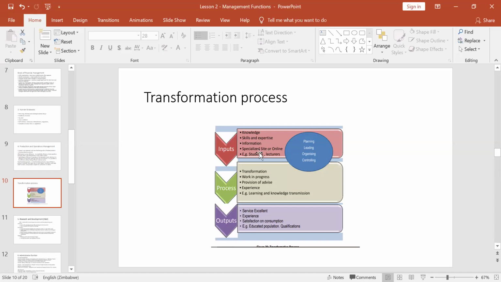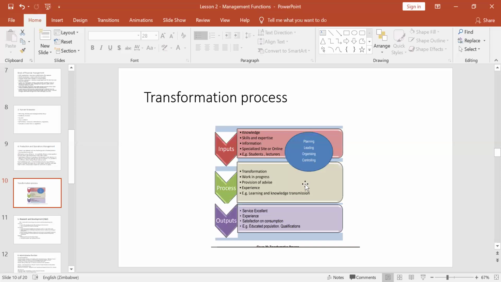It could be knowledge, skills and expertise, like the example I was giving of someone who is able to cook. It can be information, the information technology people. It can be a specialized site or even online. There are some services that we get online. For example, students, lecturers, anything. Then process those through transformation, work in progress, provision of advice, experience. There are so many different ways to process.